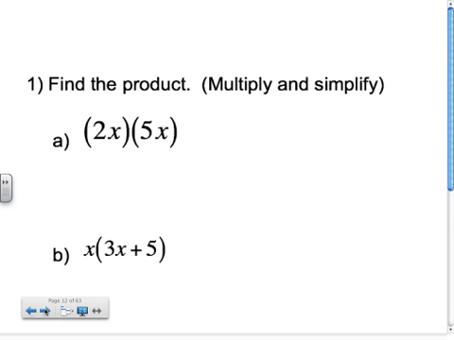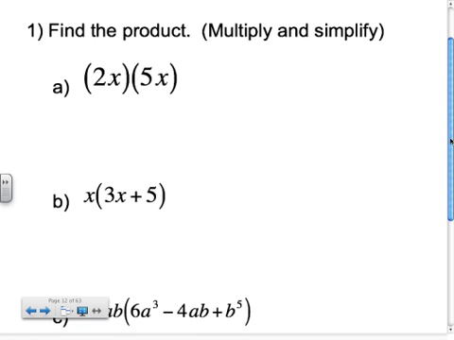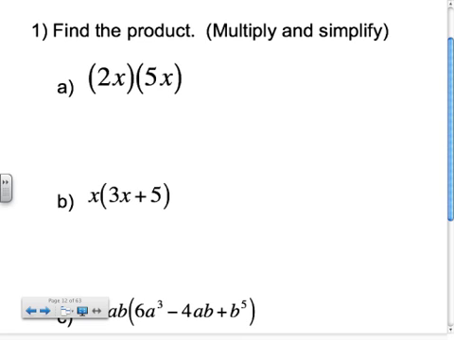So the first deal here, part A, we're just going to look at a bunch of examples. It says find the product, multiply and simplify. So when you multiply two terms, you multiply their coefficients. So I'm going to go ahead and multiply the 2 and the 5. Well, 2 times 5, I think we all agree, is 10. And then I have x times x. Remember, when you're multiplying, to combine them, you add their exponents. So x times x is just x squared. So part A, the final answer would just be 10x squared.